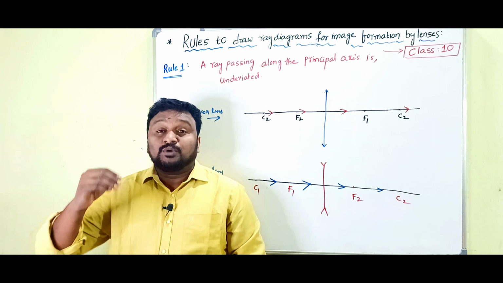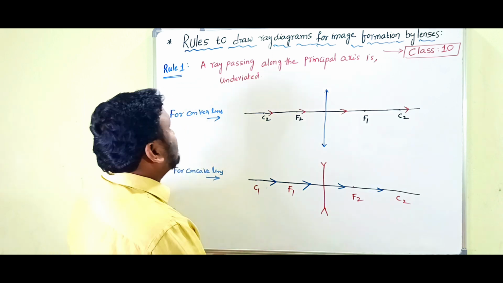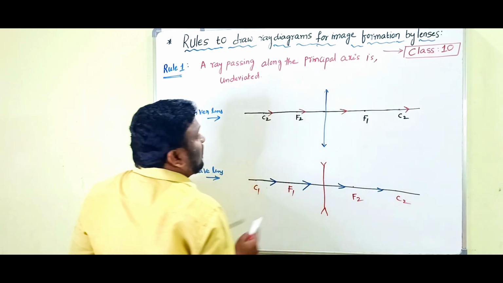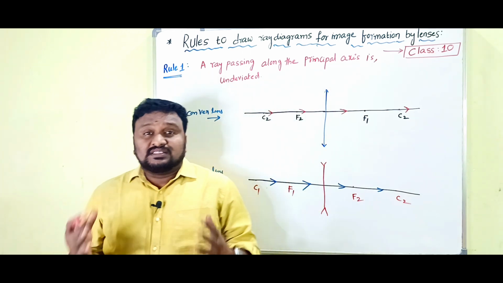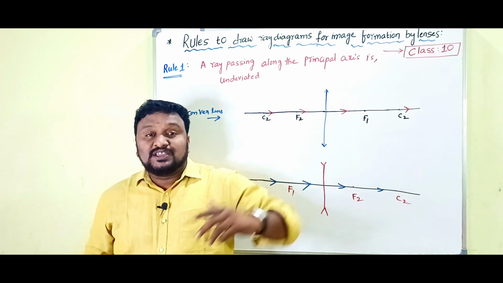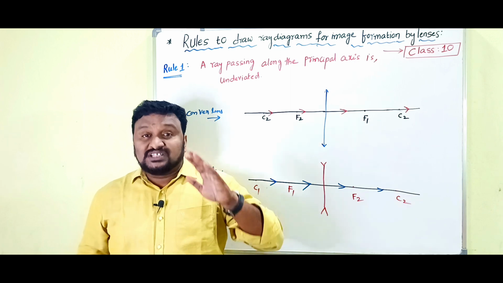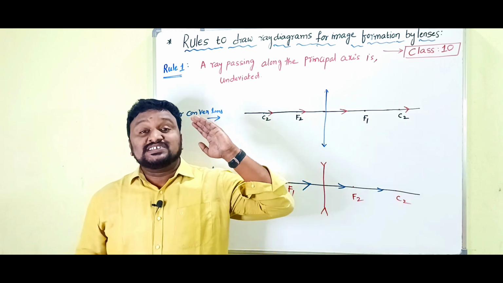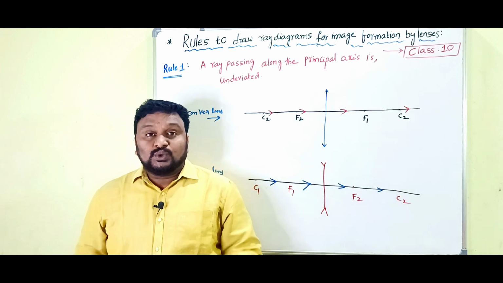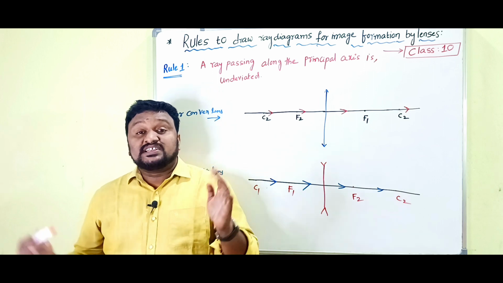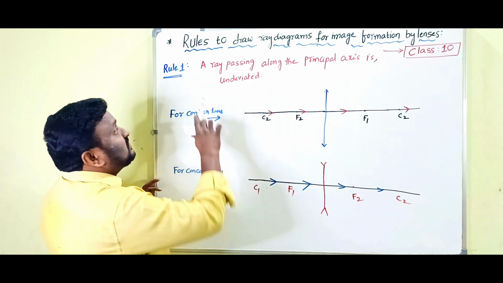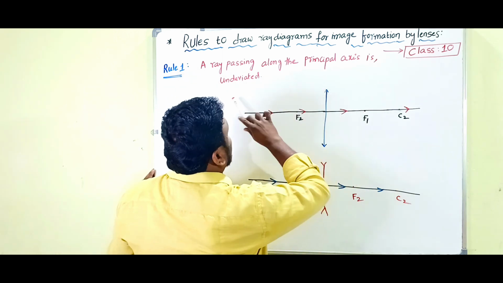Clear, children? The first rule on the board is that a ray passing along the principal axis is undeviated. The ray which passes along the principal axis is undeviated, because according to Snell's law, rays which are incident normally on a lens are undeviated. Clear? That's why the first rule is: a ray passing along the principal axis is undeviated.